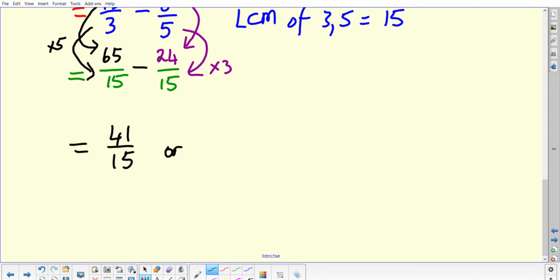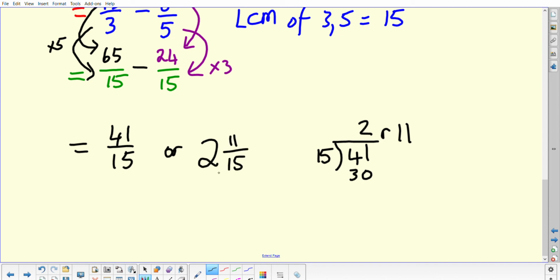It is okay to leave that 41 over 15, or you can say how many lots of 15 are there in 41. Now if you know that 2 times 15 is 30, you will see that that would leave you with 11 left over, so you could say that your answer would be 2 and 11/15. And that would be it. So that last step of changing from a top-heavy fraction into a mixed number is good practice. It's not always essential, but this one here does need to be in its simplest form. So now it's time for you to practice the exercise.